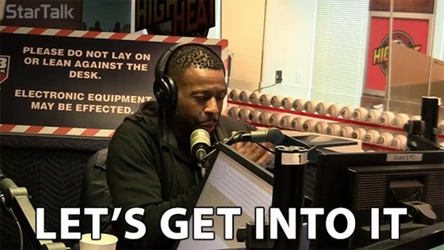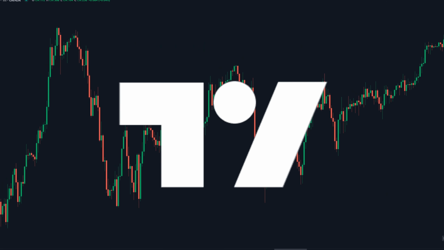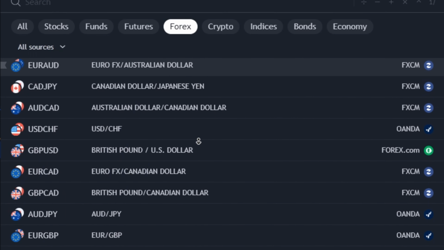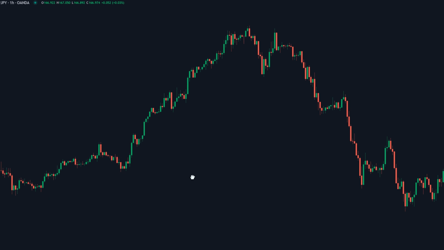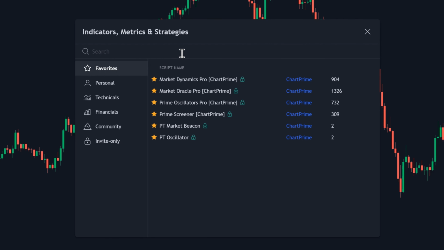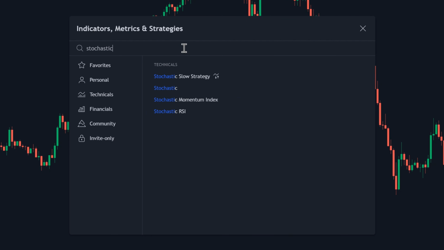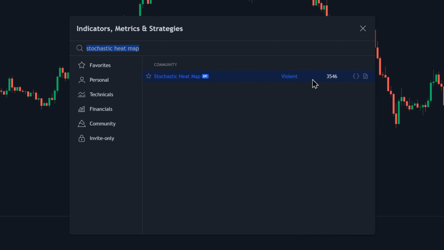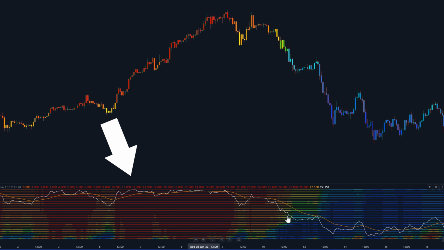Let's get into it. So this new indicator is called the Stochastic Heat Map. To add it to your chart, you want to go to TradingView, then open any trading security that you like in any time frame. For me, I'm going to be using the 1-hour time frame of GBP/JPY. Click on Indicators and type in Stochastic Heat Map, and it's going to be this one by Violent. So this is our indicator.